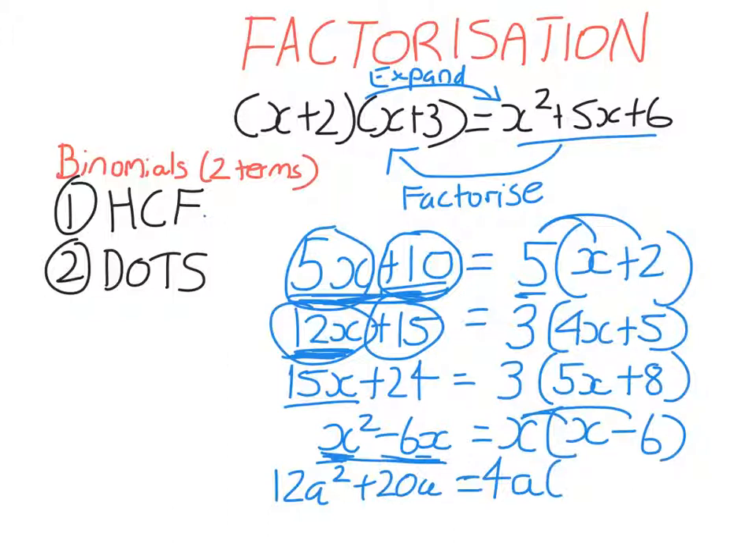So I go 12a squared divided by 4a. 12 divided by 4 is 3. A squared divided by a is a. 20a divided by 4a just equals positive 5. Again, if I expand this, I will get back what I started with. So all of these have involved a highest common factor. Let's look at ones that don't involve a highest common factor, but involve difference of two squares.